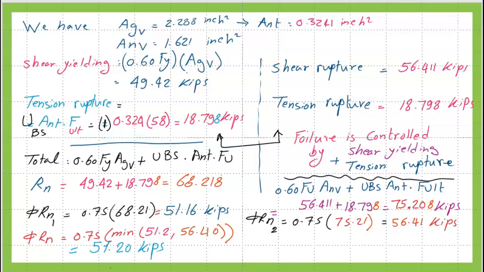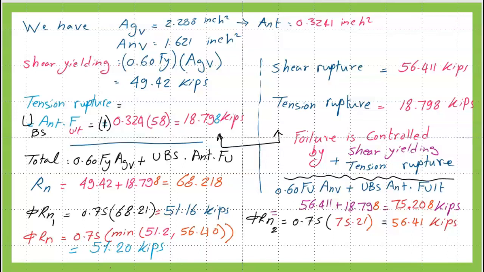If we want to find the LRFD value for block shear, for the first case we multiply phi, which is equal to 0.75. Please refer to the left side of the slide. Phi will be multiplied by opening bracket 0.6 F yield by AGV plus F ultimate by UBS by ANT. The final LRFD value for case 1 equals 51.16 kips.